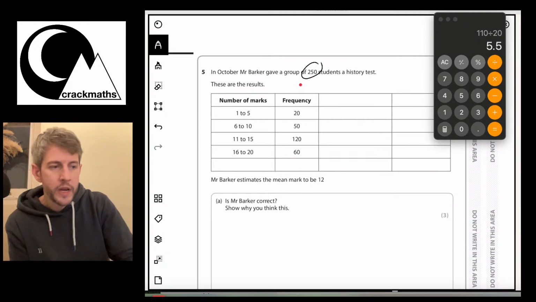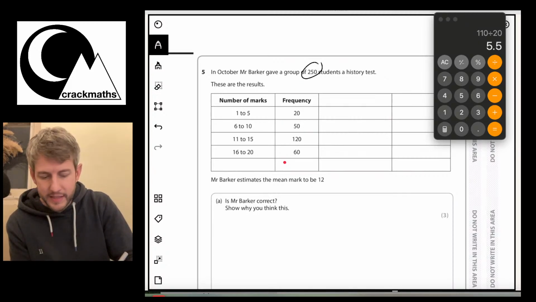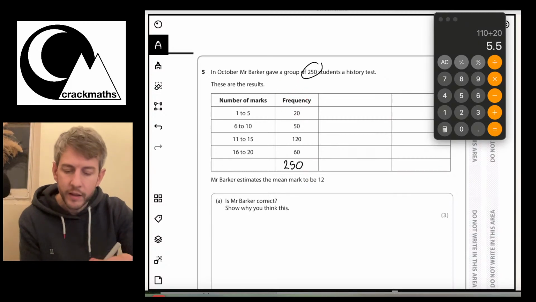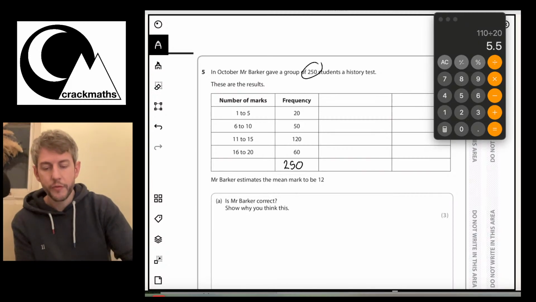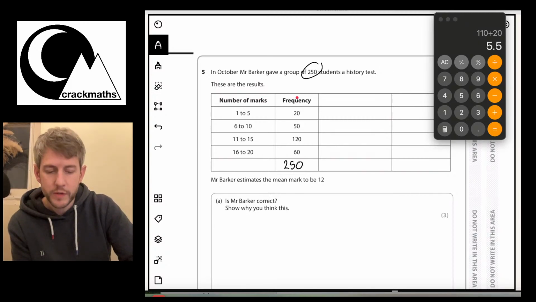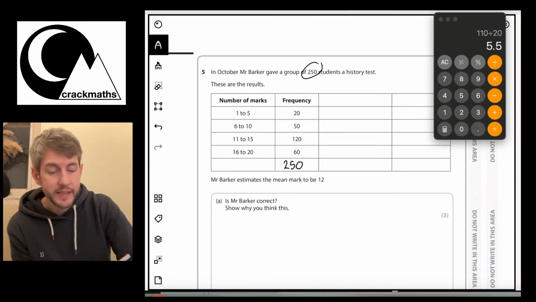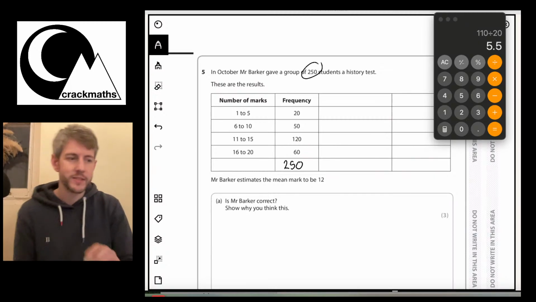250 students, so we know that this bit that says frequency is going to add up to 250. So all of this frequency here will refer to the students. Okay, these are the results. So we've got here number of marks, frequency. So the frequency means the number of students that got those marks. So we've got 20 students that got between 1 and 5 marks, 50 students that got between 6 to 10 marks, 120 students that got between 11 to 15 marks, and 60 students that got between 16 to 20 marks.